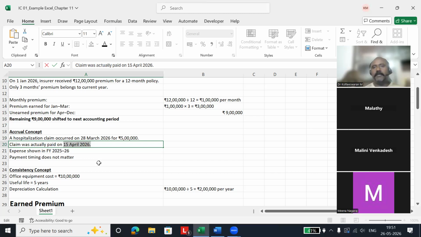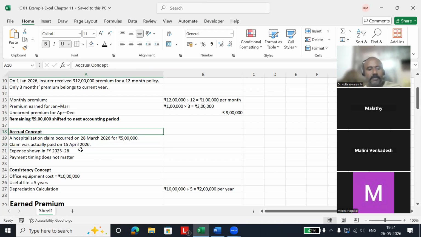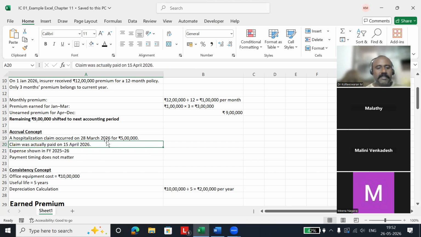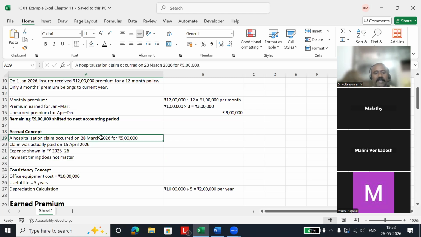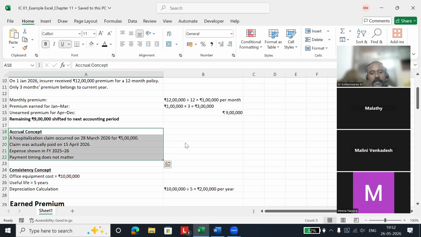So how do we account for this? Do we account it in this year or in the next year? This is the question in the accrual concept. So this expense, even if it is paid in the next financial year, the claim was received on March 28th itself. So that means the payment timing does not matter. When you pay does not matter. Only when they are claiming, that is what matters. So 5 lakh rupees will be deducted as an expense in the financial year 2025 to 2026 itself. This is called accrual concept.